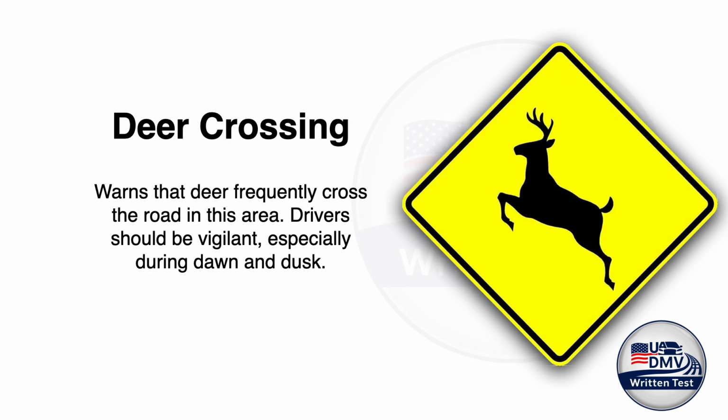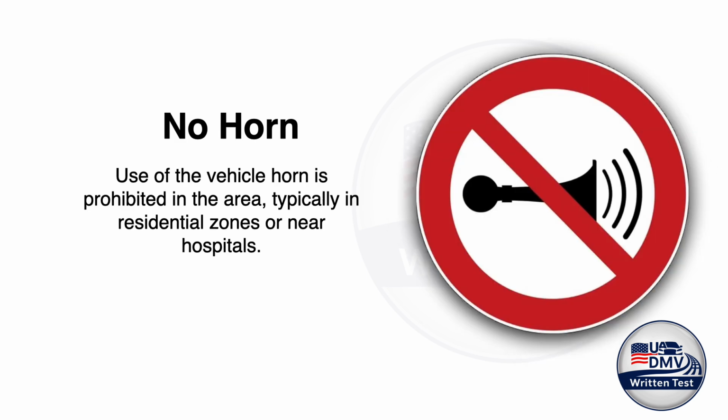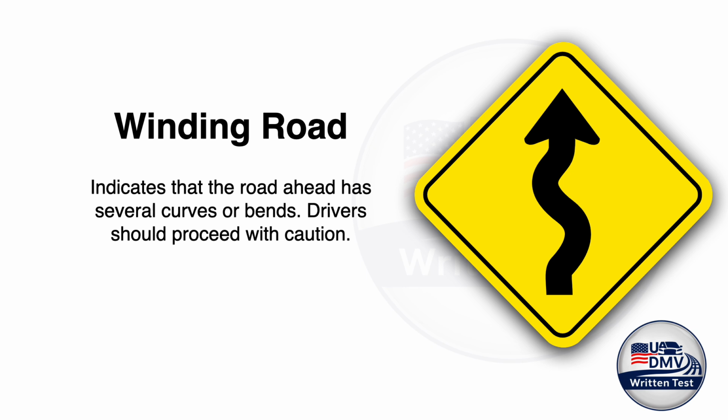Deer crossing warns that deer frequently cross the road in this area. Drivers should be vigilant, especially during dawn and dusk. No horn. Use of the vehicle horn is prohibited in the area, typically in residential zones or near hospitals. Winding road indicates that the road ahead has several curves or bends. Drivers should proceed with caution.